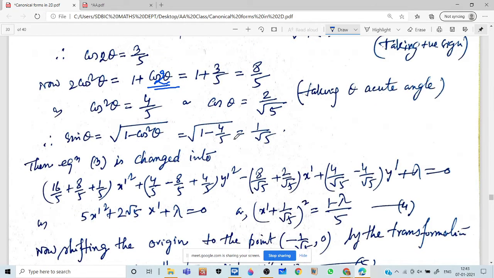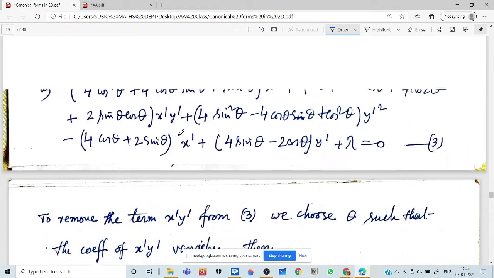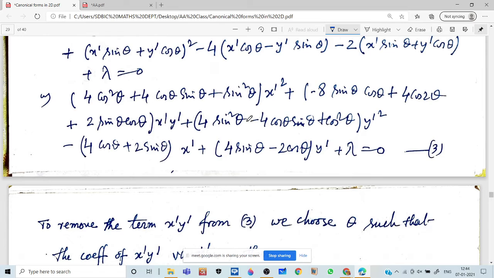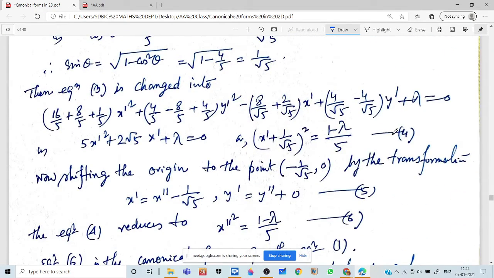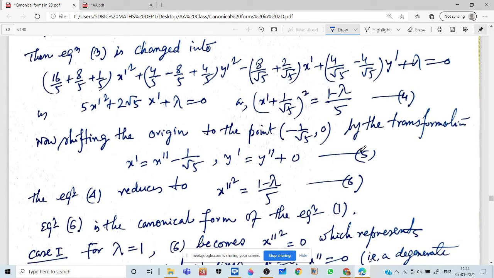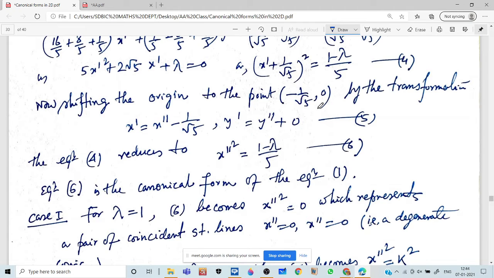Then applying the values of cos theta and sin theta, put them in equation 3 to get the equation. This is 5 x dash square plus 2 root 5 x dash plus lambda is equal to 0. In whole square form, x dash plus 1 by root 5 whole square is equal to (1 minus lambda) by 5. Now shifting the origin, put x double dash equal to x dash plus 1 by root 5. So x double dash square is equal to (1 minus lambda) by 5. This is the canonical form.